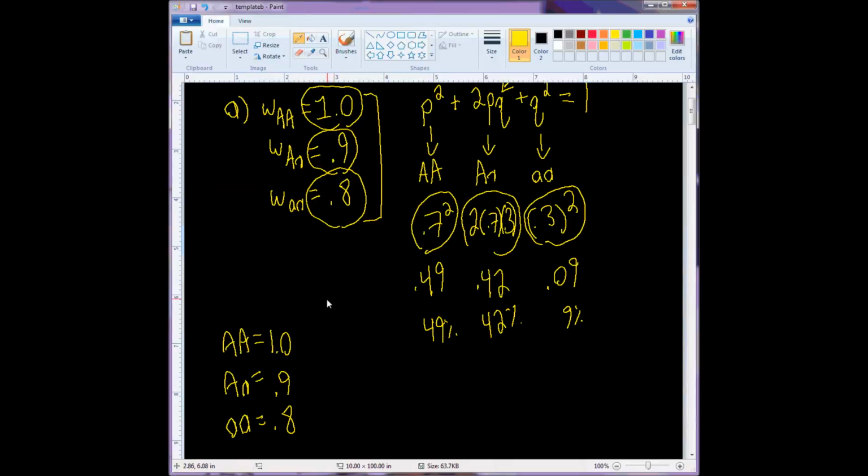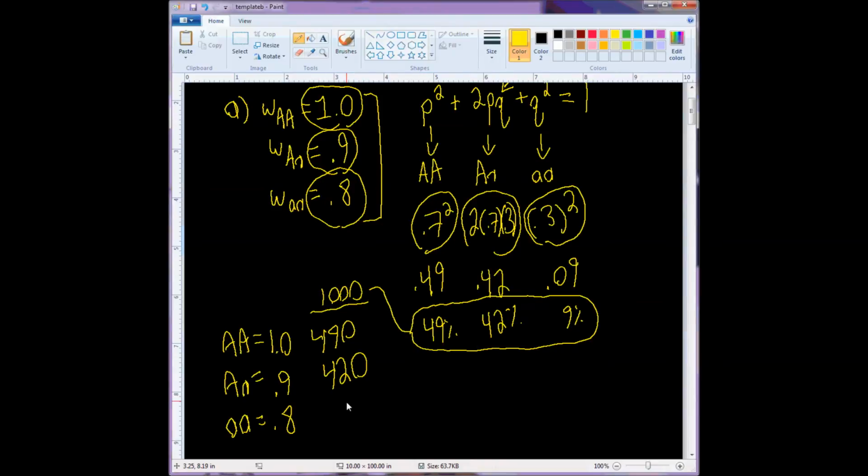So let us assume we grab 1,000 individuals from the current population where 49% are homozygous big A, 9% are homozygous little a, and 42% are heterozygous. So 490 are going to be homozygous big A, right? 49% of 1,000 is 490.